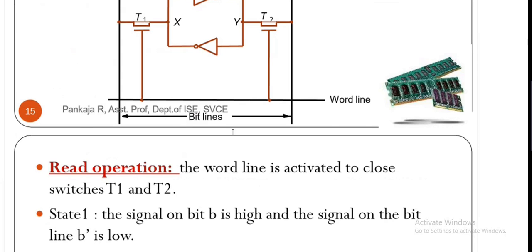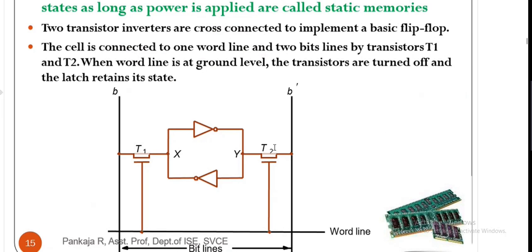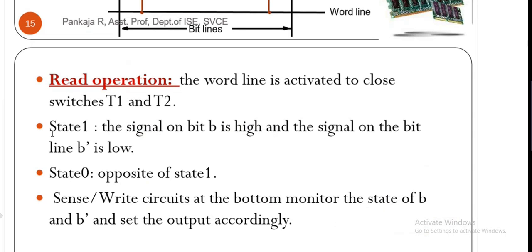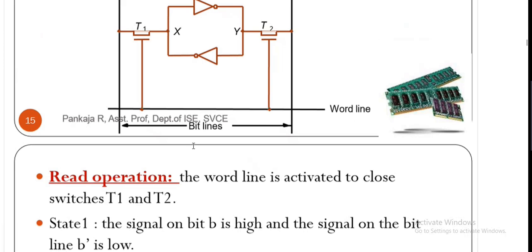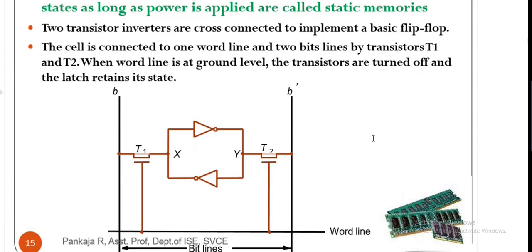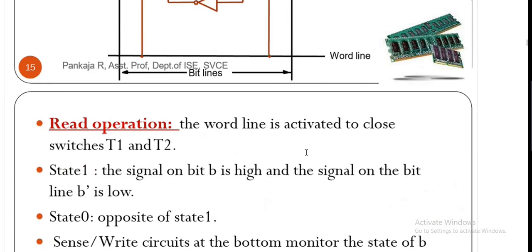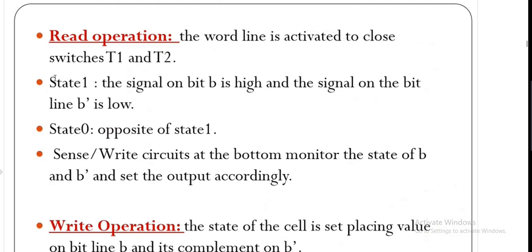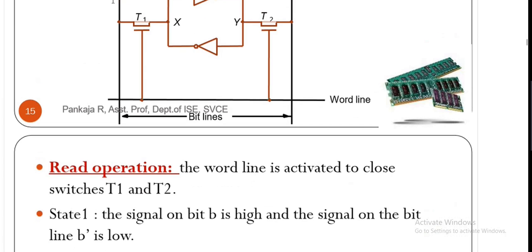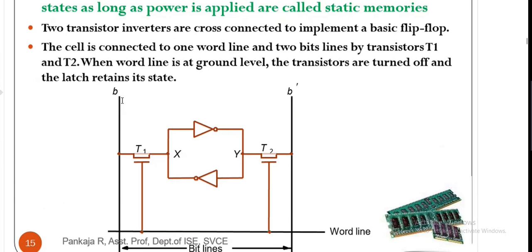Okay, closing the switch of T1, that is transistor T1 and T2. So it will enter into any one of these states. State 1 indicates the signal on bit line B is high and the signal on bit line B dash is low. Obviously, if this is high, the negation is going to be the opposite of it. Whenever B is active and B dash is low, we can tell that the circuit is in state 1.